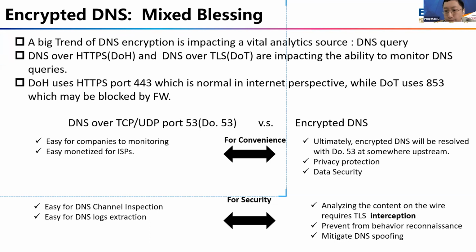As for security concerns, Do53 is easy for DNS channel inspection and easy for DNS log extraction. Well, DoH or DoT is hard to decrypt, except for interception with certification. It can also prevent our systems from reconnaissance and mitigate DNS spoofing.